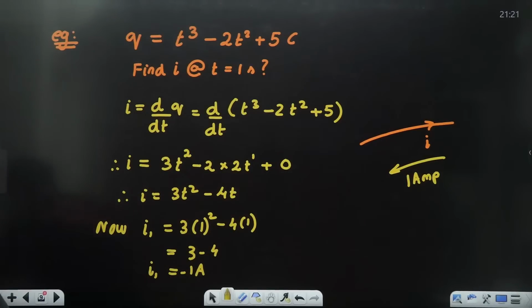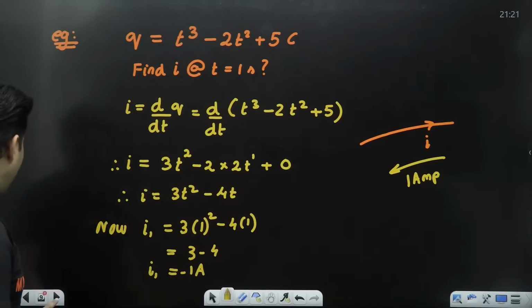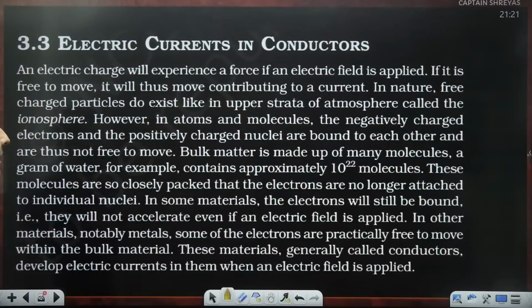Yes, correct. Moving on to the next concept. Electrical currents in conductors.